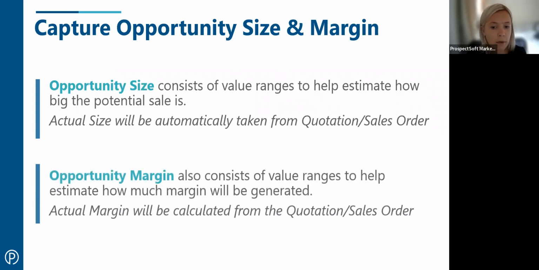Opportunity margin works very similarly. You get the same ranges, 1 to 2K or 2 to 3K, whatever ranges you want to set up. It is just an estimate of how much margin we think will be generated. But again, once you do the quote or sales order, we'll have the cost prices of your products from your inventory management system that's connected, or accounting system, depending on what you've got connected, and we'll be able to calculate the actual margin. This is just an estimate to begin with when you're logging the opportunity.